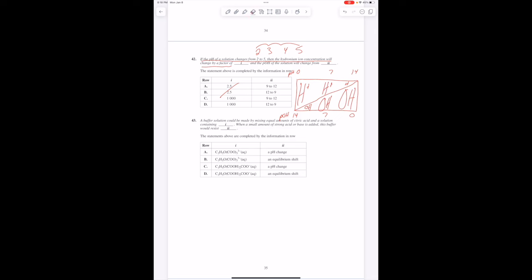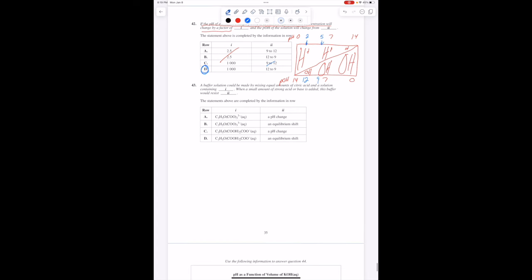And the pOH of the solution will change from... Okay, so we're doing this. We're going from, say, 2 to 5. So we'll say we went from this part over to here. The pOH is changing from 12 to 9. So my answer has got to be... Oh, I crossed out the right one. Okay, it's going from 12 to 9. 42 is D. Oh my gosh, two more.